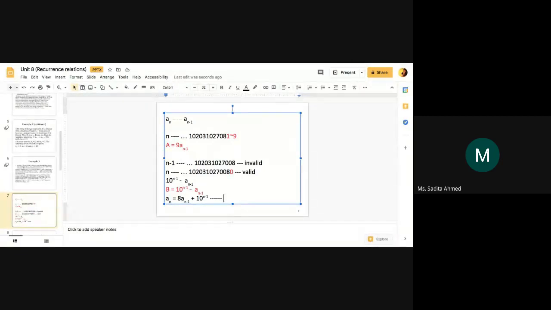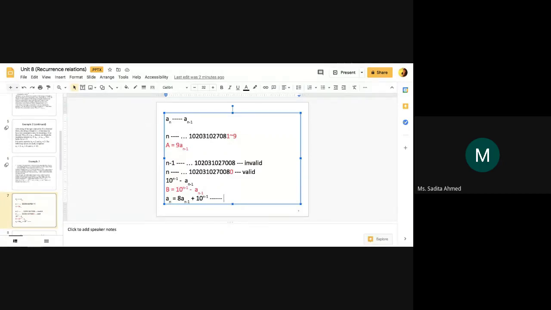So initial condition define করতে হচ্ছিল। এখানে এই যে রিকারেন্স রিলেশনটা সুন্দর মতো লিখলাম, assuming that we know an minus 1, এই assumptionটা কোত্থেকে আসছে? What is the basis of this assumption? On what grounds are we allowed to make this assumption? That we know the initial condition. We know the base case, the lowest possible value of n.